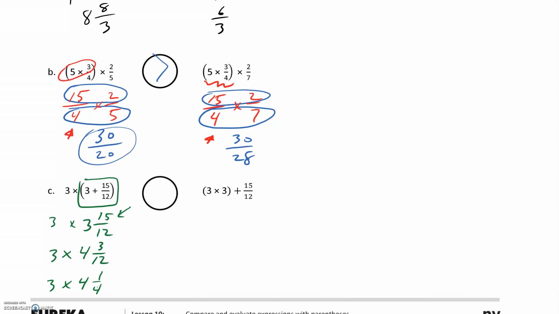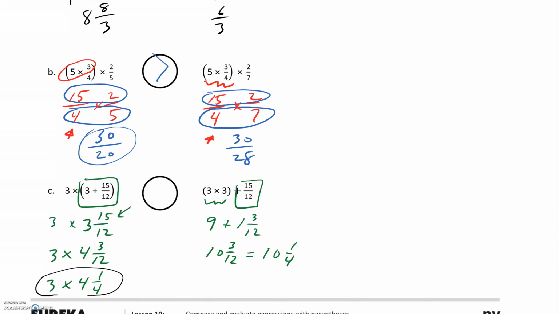Okay. Now I'm going to go on the other side. 3 times 3 is 9. And we already said 15/12 is 1 and 3/12, so plus 1 and 3/12. So this is 10 and 3/12. I'm not supposed to answer this, but now I'm committed to it. 3/12 we said was 1/4, so 10 and 1/4. So my question is, is this bigger than 10 and 1/4?